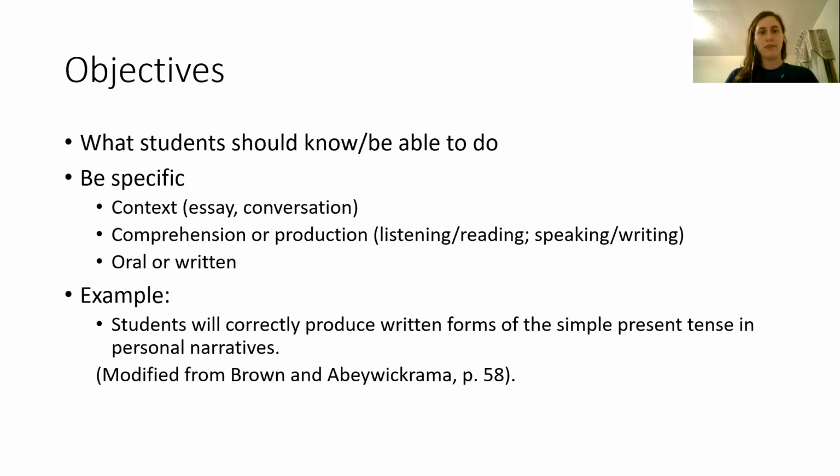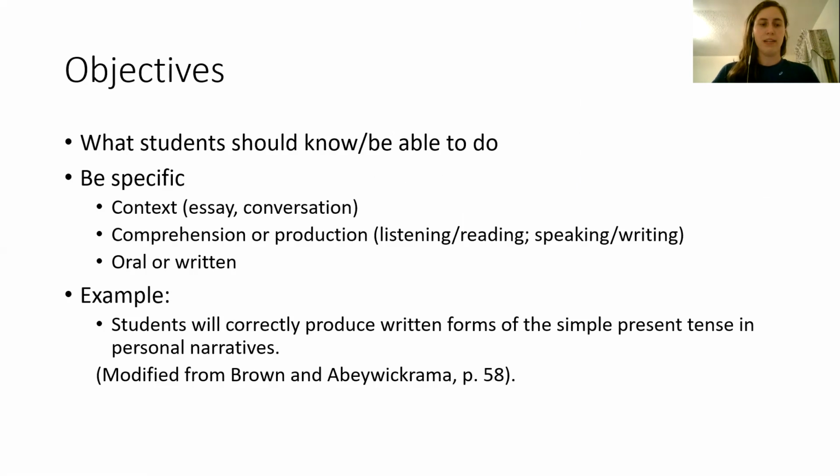All right, so for objectives, when we write them, we should write them asking ourselves, what should the students know, or what should they be able to do after the end of a unit or lesson? And they should be specific. You should include the context and whether they will be doing comprehension or production. So will they be listening or reading, or speaking or writing? And those also include the categories of whether it would be oral or written.